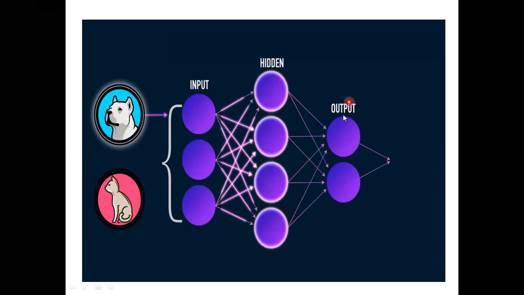Then the output will decide, yes, this is coming 90% as a dog and 10% as a cat, because we are matching something, it is 10% for cat. But as these two are compared, which one is greater? Look, here is the dog portion. This portion is coming for the dog.